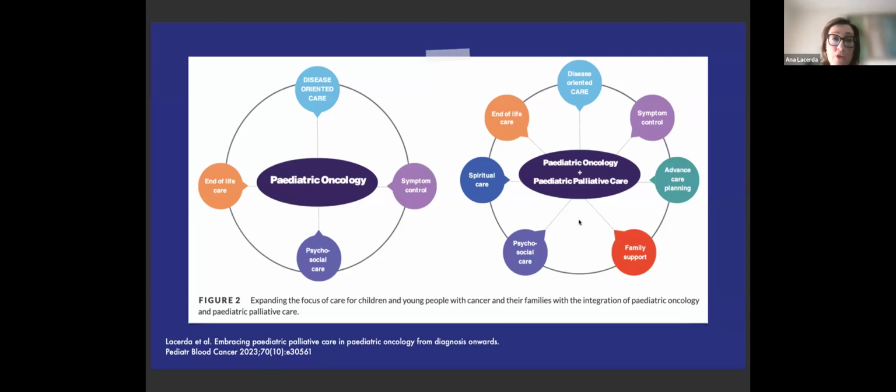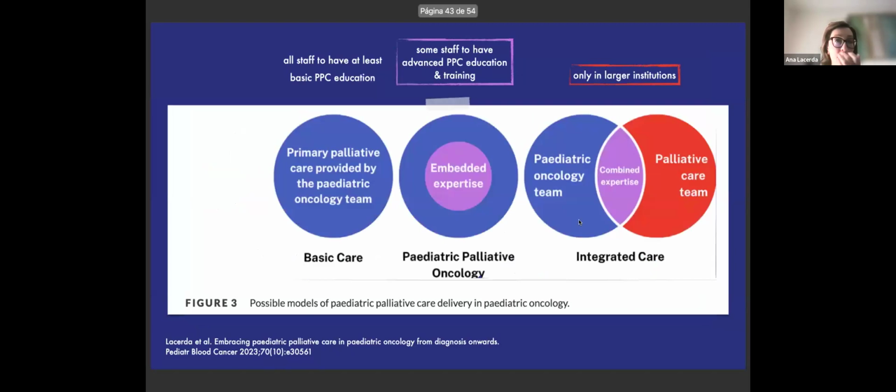And Georgia already showed you some of the figures from that paper. And I would like to show you 2 more. So this one is about what we can add to the usual care in pediatric oncology when we integrate and when we refer patients early to palliative care. So we really add something to the care that we are giving to children and families.